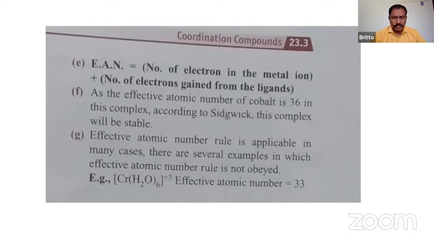the example they have given is hexaaqua chromium 3. Okay, we saw the atomic number of chromium is 24. Out of 24, 3 electrons are gone, because chromium is in the 3 plus state, so 3 electrons are removed, so you have 24 minus 3, 21. Okay, 21. And then the aqua complex has six ligands, each ligand donating 2 electrons, 6 times 2, then you get 12 electrons. So 21 plus 12 you get 33.